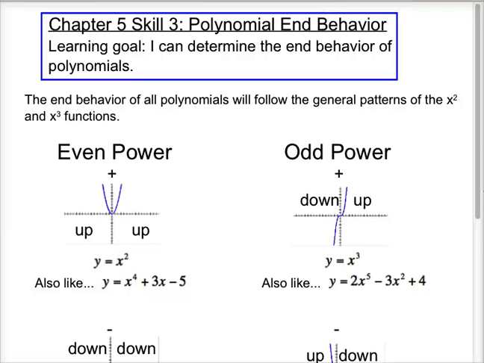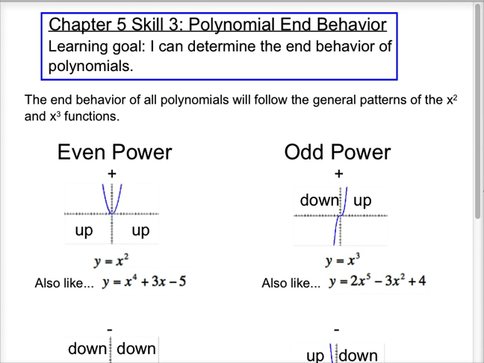Welcome back. So far we've talked about standard form and naming polynomials. Now we're going to talk about the end behavior of polynomials. By end behavior, I mean seeing where the ends of the polynomial are facing. Are they facing up or facing down?